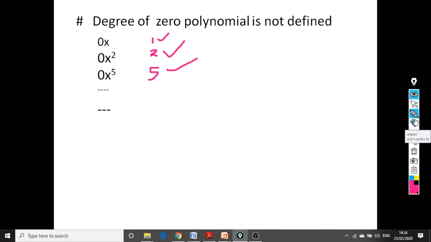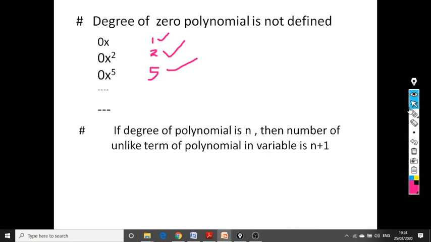Let us have a few more examples here that we will discuss. This is an important example. This is the second important point: if the degree of a polynomial is n, then the number of unlike terms of the polynomial in the variable is n plus 1. It means if the degree of a polynomial is supposed to be 10, the number of unlike terms would be 11.